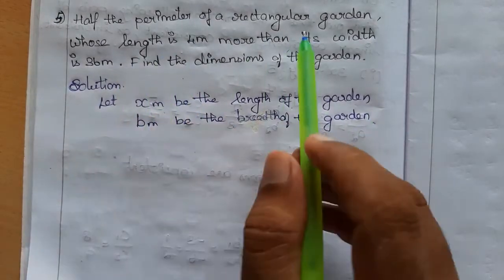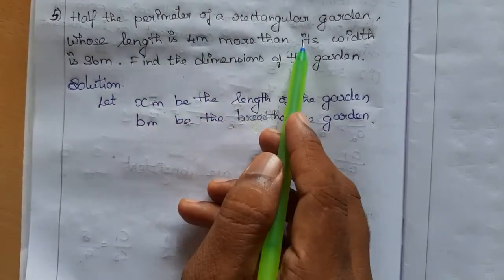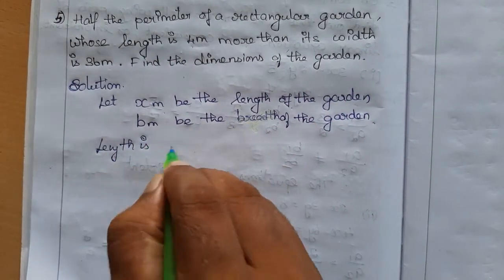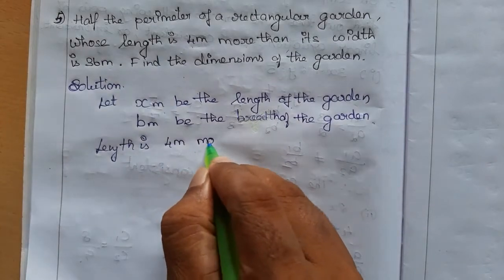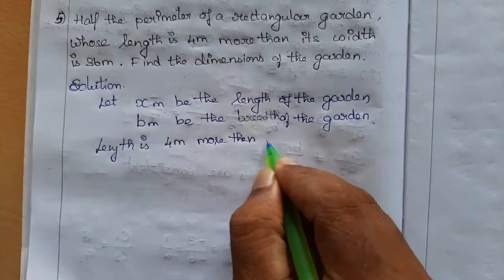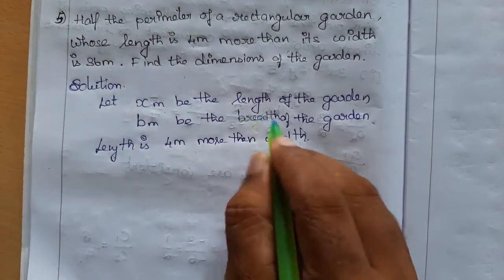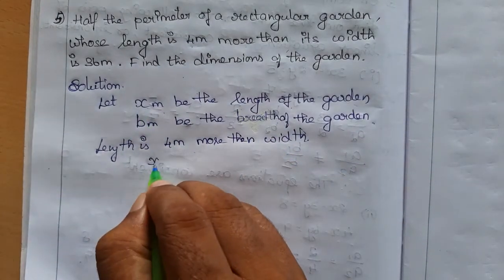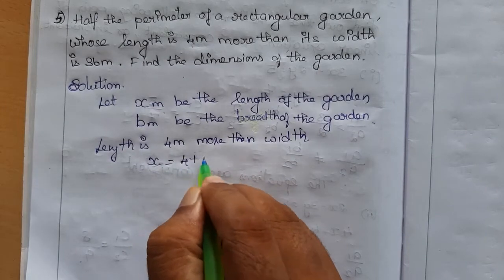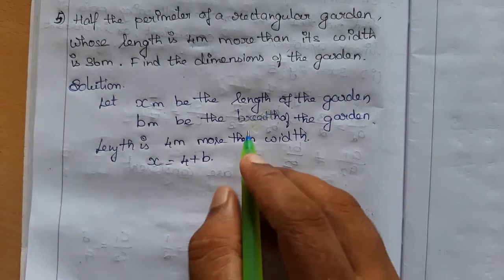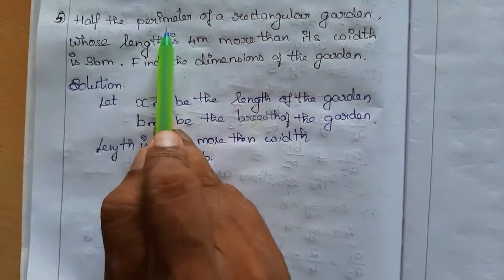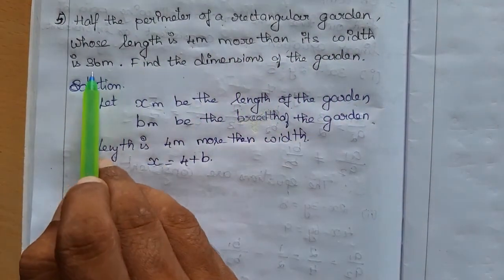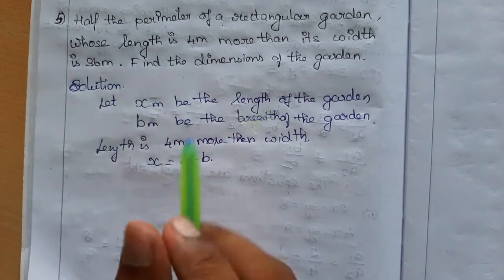The first condition given is that the length is 4 meter more than its width. Width and breadth are the same, right? So you consider x as the length. x is equal to 4 more than the breadth. So let me consider this as the first equation. And the next condition is that half the perimeter of the rectangular garden is 36 meters.